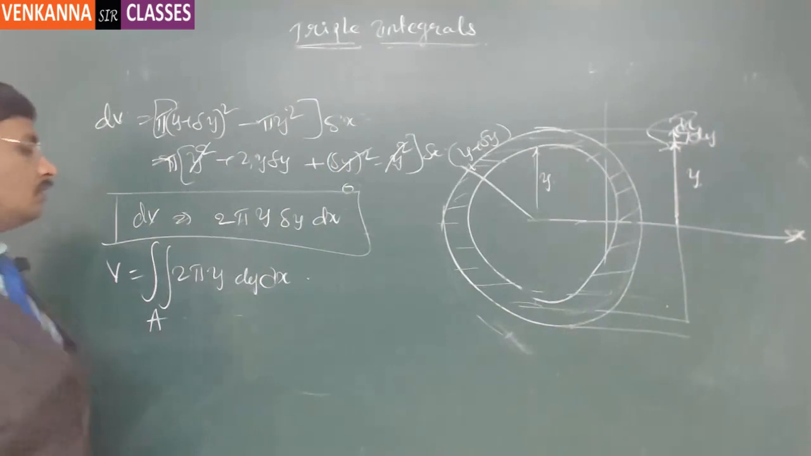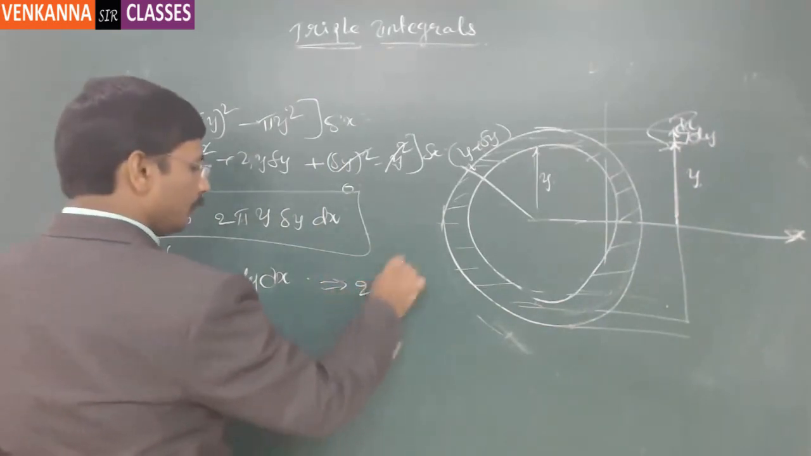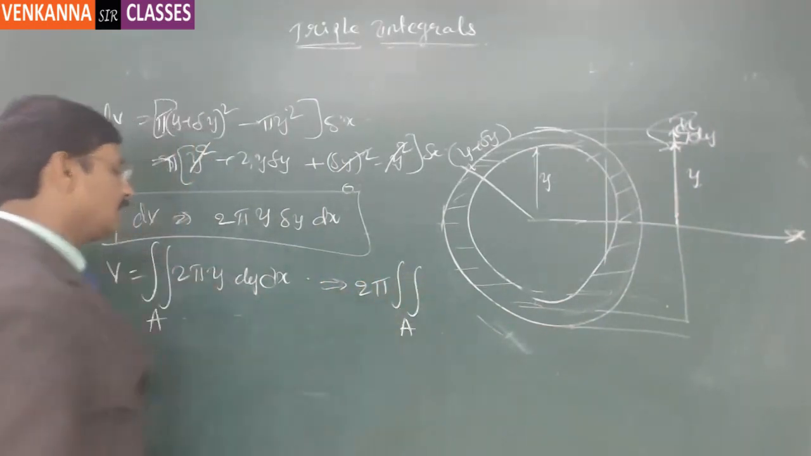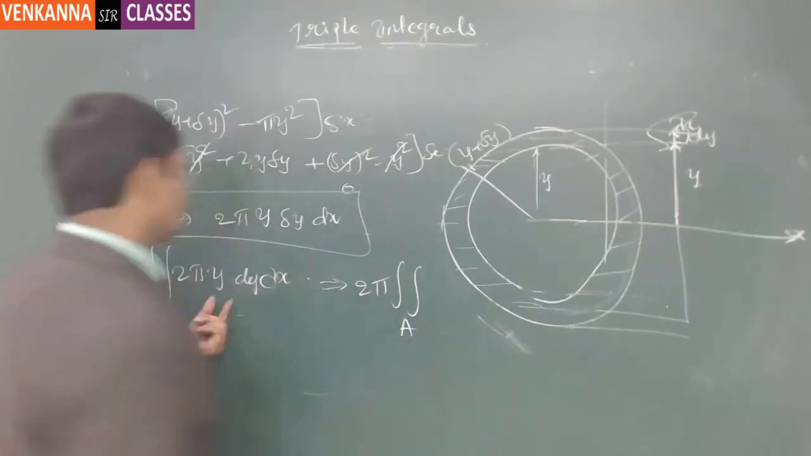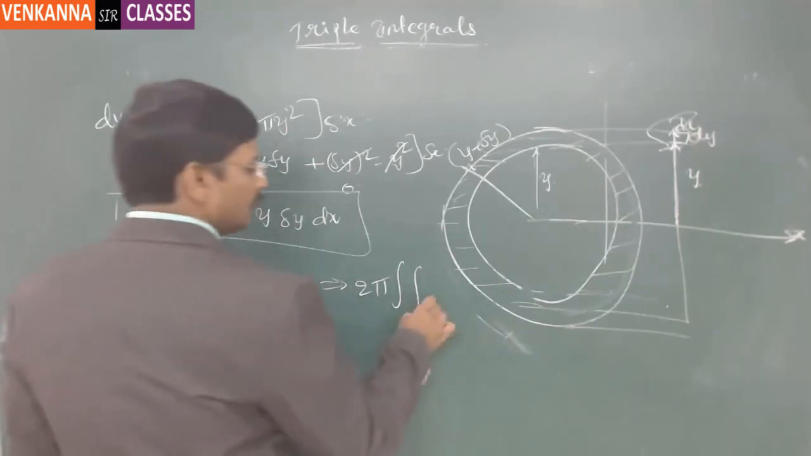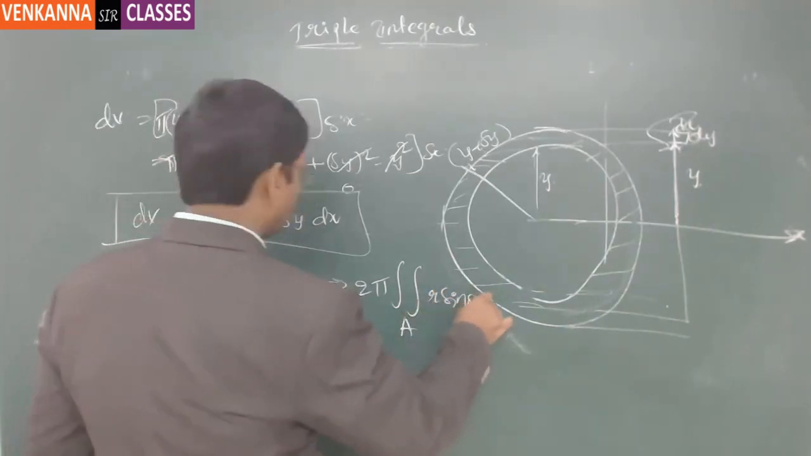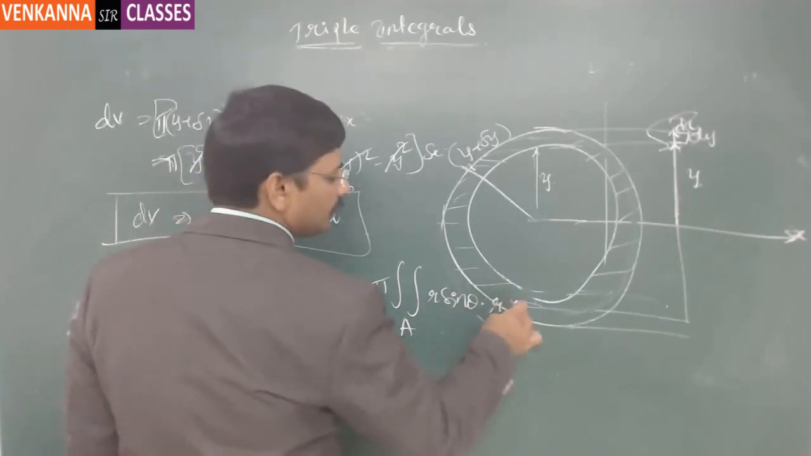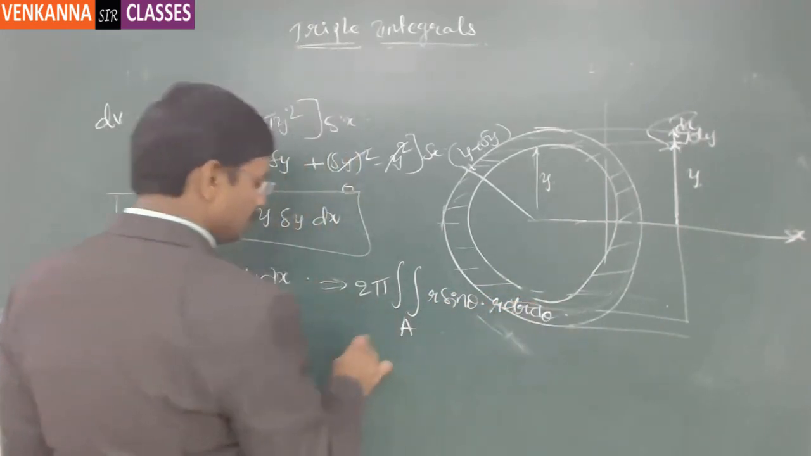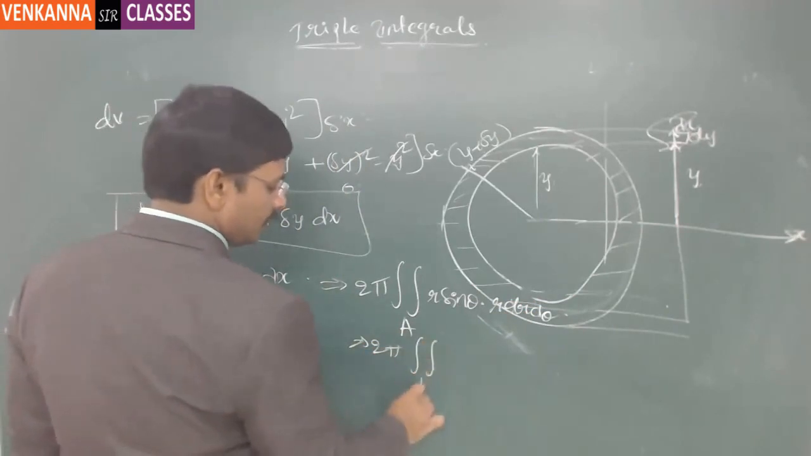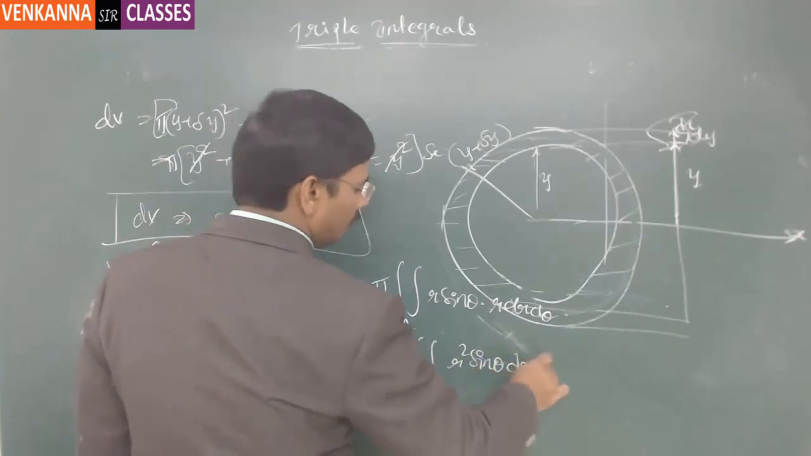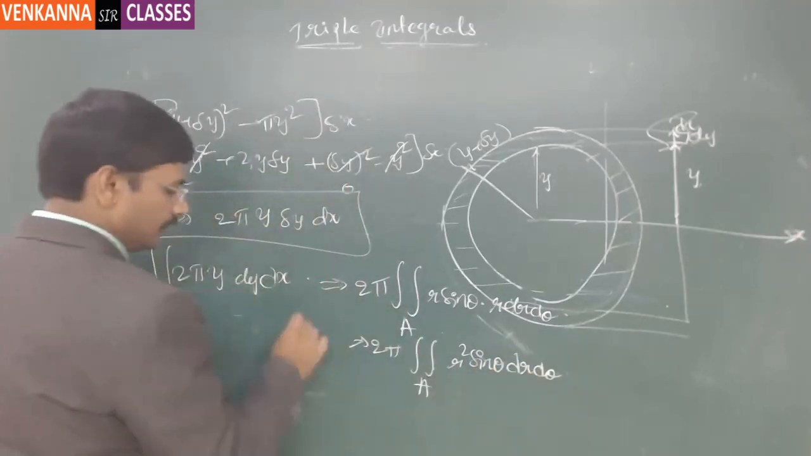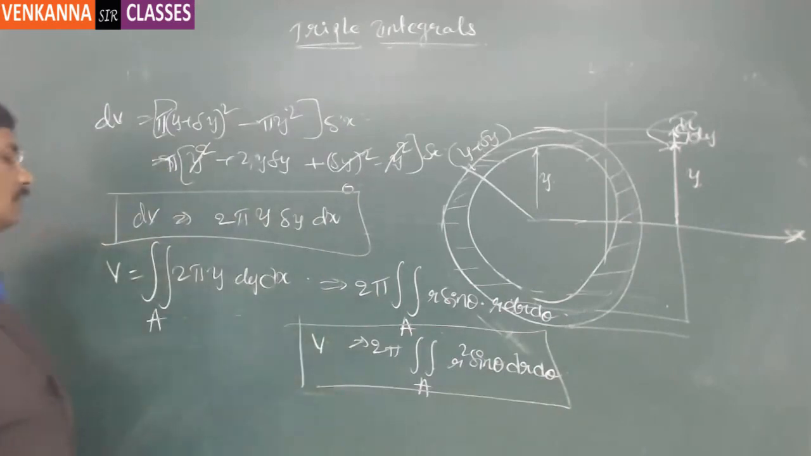The same thing you can convert into polar coordinates, that is 2 pi into double integral over the same area, but dy dx is converted into polar coordinates, and then y is also converted into polar coordinates, that is r sin theta, and dy dx can be r dr d theta. So this is 2 pi times the double integral over the area of r square sin theta dr d theta. So this is the volume in case of polar coordinates if it is getting rotated. This is in case of Cartesian coordinates.